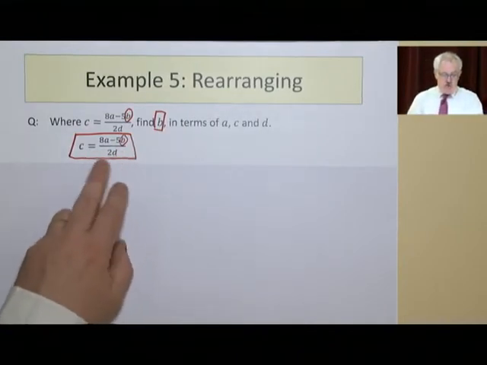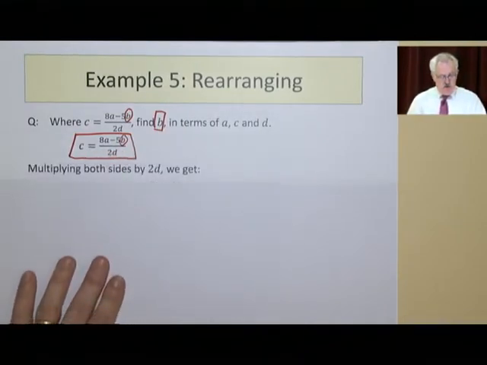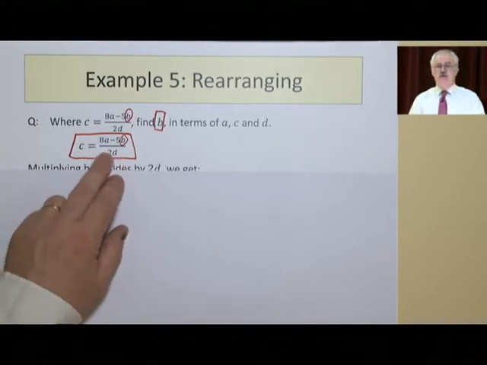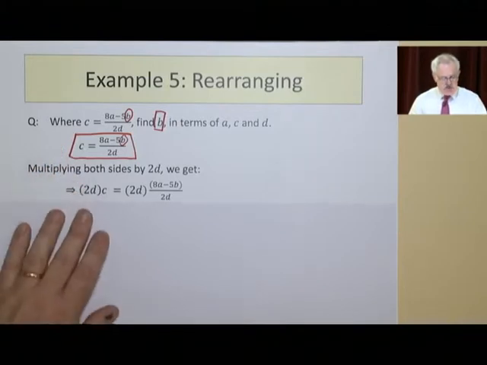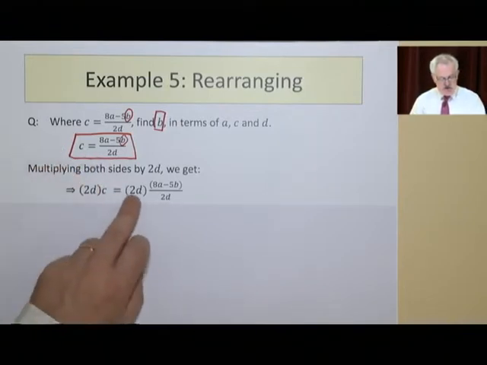B is on the top, but we're dividing by 2D. So I would suggest probably getting rid of this 2D on the bottom would be a good starting point. So multiplying both sides by 2D, 2DC is 2D all of this.